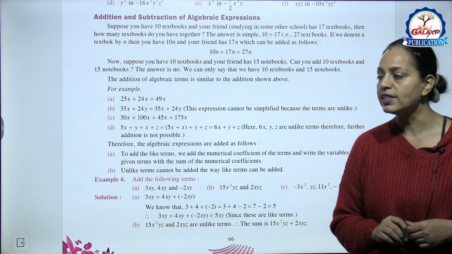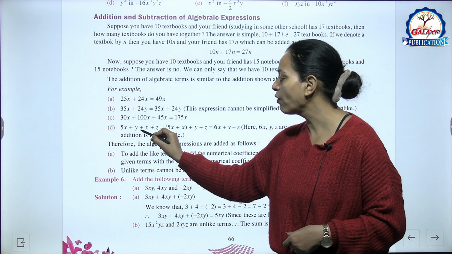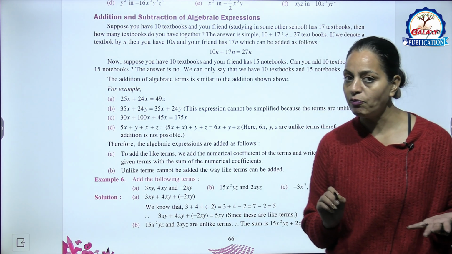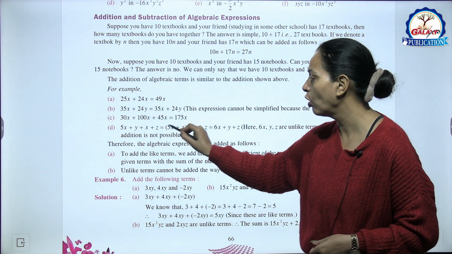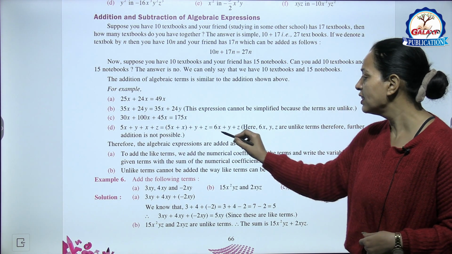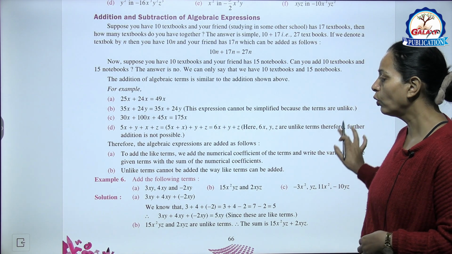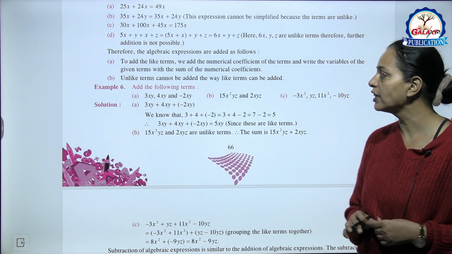the answer is 175x. Now D part, 5x plus y plus x plus z. 5x and x are the same variable, so we will add these two and the rest of the terms we keep as it is. So the answer is 6x plus y plus z, right? So you can see therefore the algebraic expressions are added as follows.